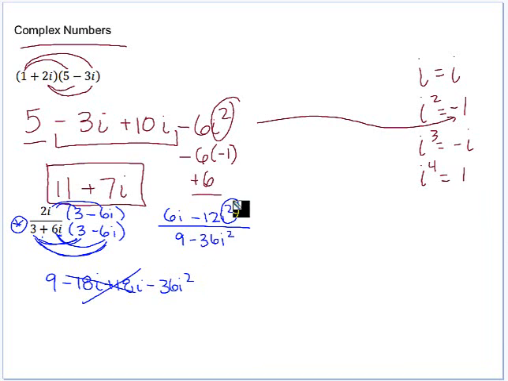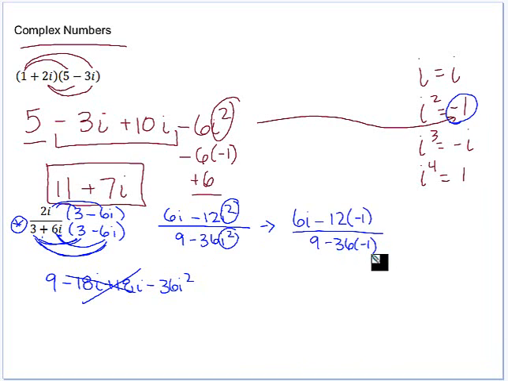Once again, we have some i squareds here, which we know really give us -1. So this is actually saying 6i minus 12 times -1 over 9 minus 36 times -1. Or 6i plus 12 over, this would be 9 plus 36, which is 45.